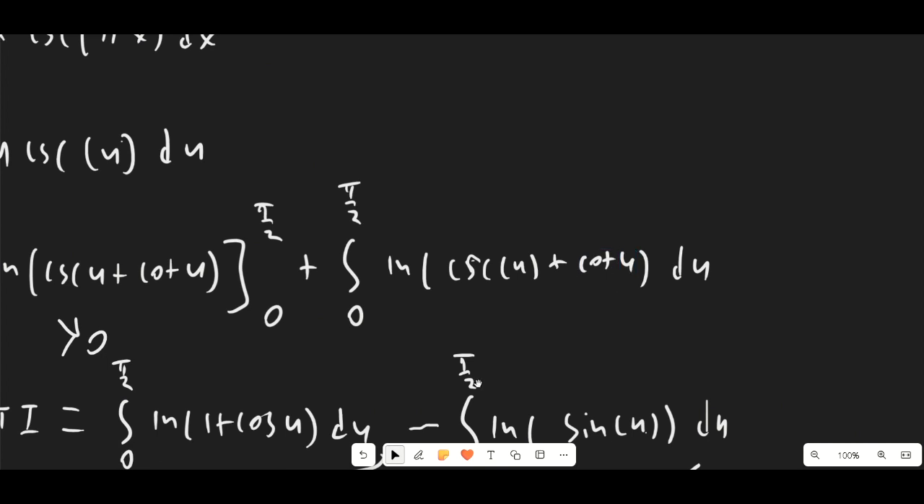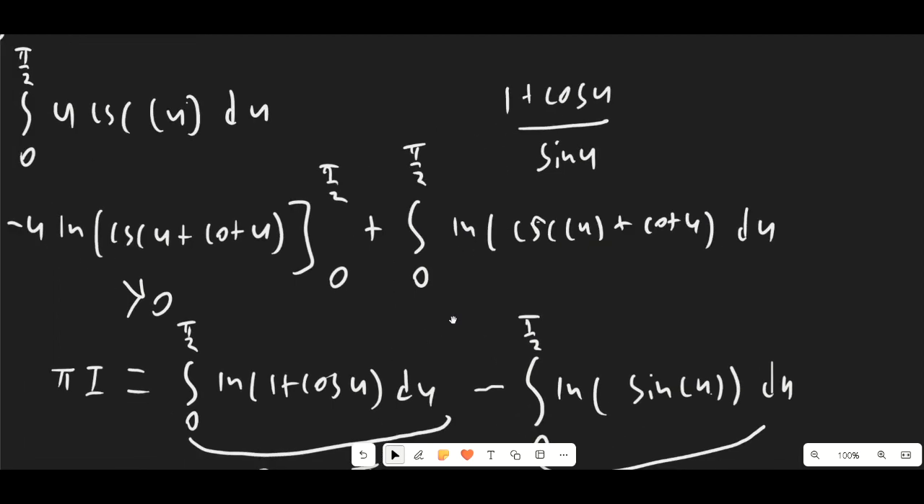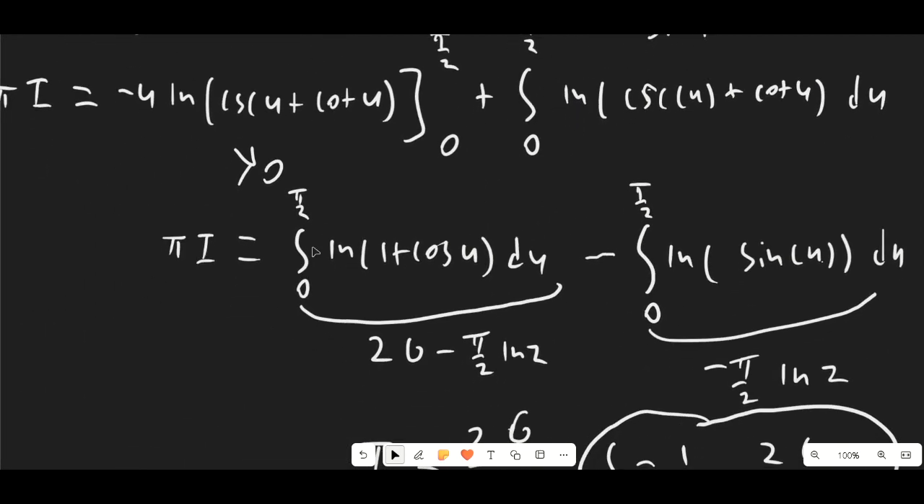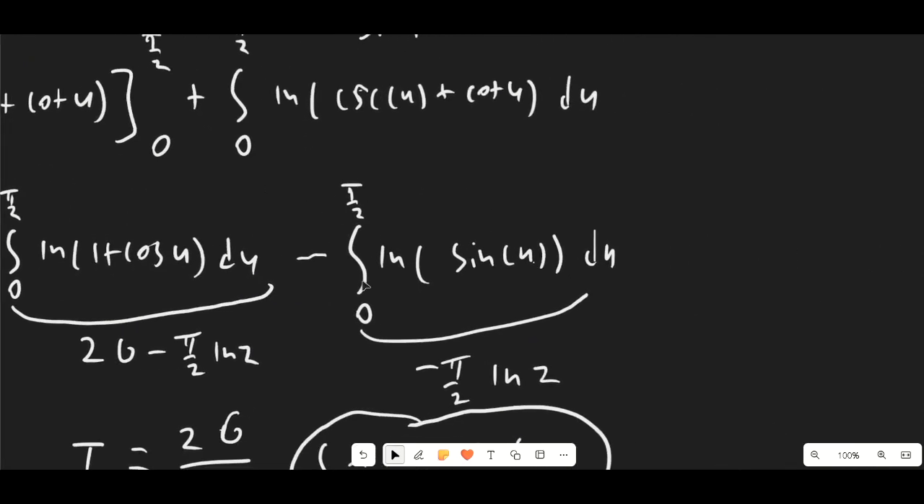But if you know that cosecant u plus cotangent u is just 1 plus cosine of u over sine of u, we can expand that natural logarithm into two separate integrals, and we're going to end up with pi I equals integral from 0 to pi over 2 of natural log of 1 plus cosine of u du minus integral from 0 to pi over 2 of natural log of sine of u du.